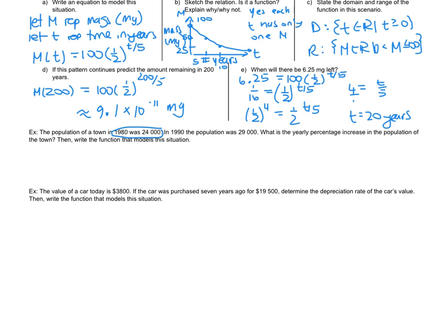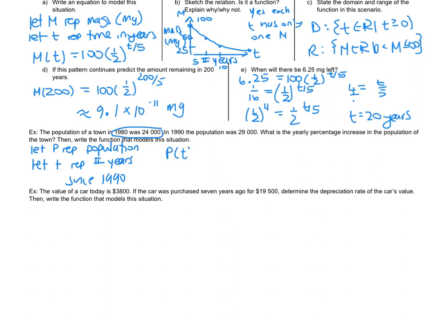So I'm just going to start off by writing what I have in my equation, but of course I will begin with my let statements. So let P represent population and let T represent number of years since 1980. I can't just say it's the number of years because then you might think that you can plug in 1990 in for T, but it's the number of years after 1980 because that's going to be my starting point.